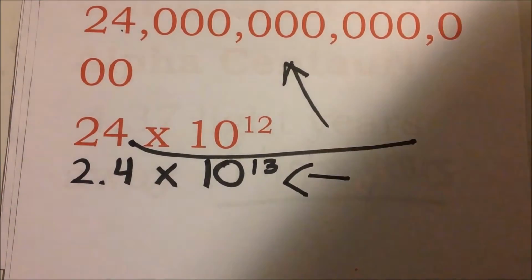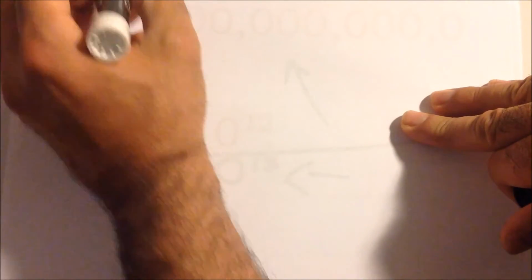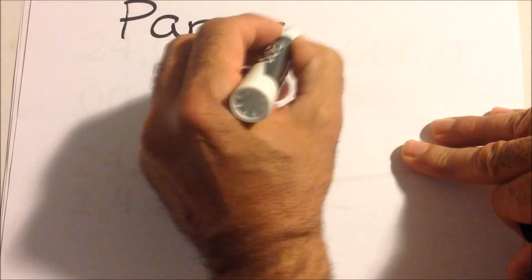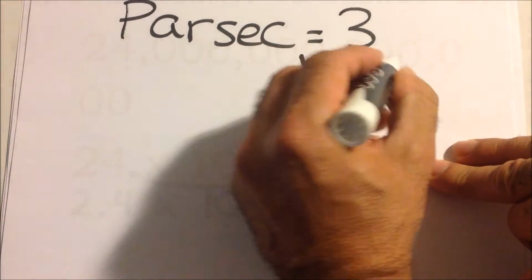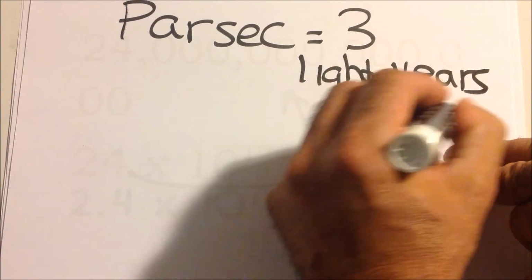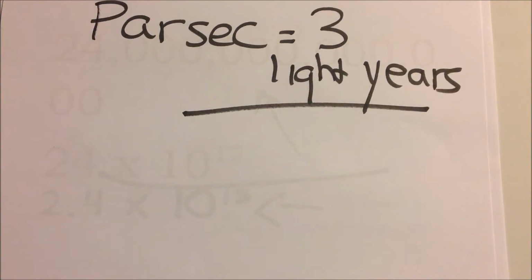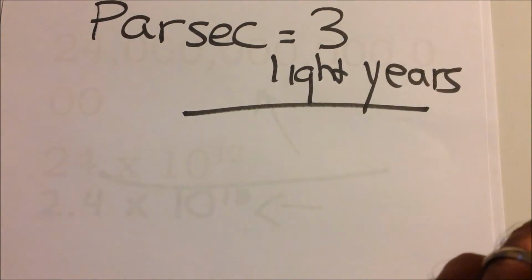Okay, now since when we're dealing with space, the numbers can be extremely vast, scientists even shorten it more. They'll have a word called parsec. So a parsec just equals about, it's a little more, about 3 light years. Okay, so how many miles would be in a parsec, in one parsec?